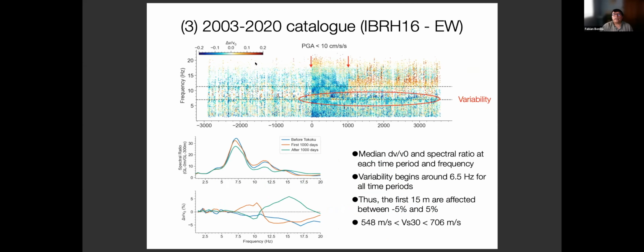Just to show you, here I am computing the transfer function for the period before the Tohoku earthquake, in blue. This is the transfer function in red for the 1,000 days after the Tohoku earthquake, and then after, so this is in red. So you have a variability. We can measure this variability at each frequency and time, and what we obtain on average is between -5 and 5%. So our BS30, which we usually suppose is constant, varies between 550 and 700 meters per second.